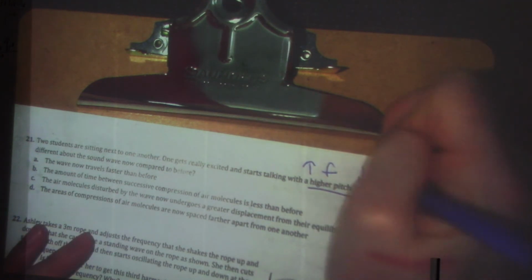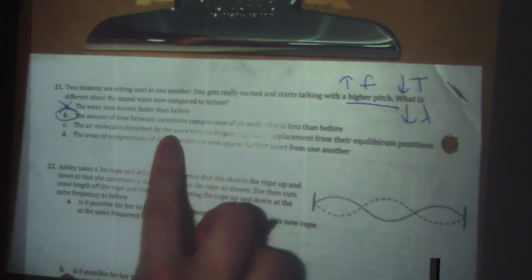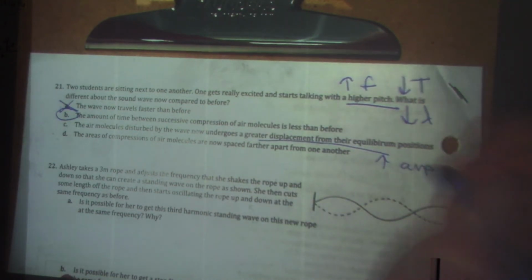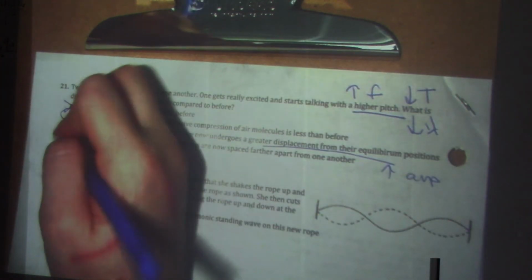Two students are sitting next to each other, and one gets really excited, starts talking with a higher pitch. That is a higher frequency. So that's a shorter period, a shorter wavelength. The wave travels faster than before? No, the medium's the same. Amount of time between successive compressions is less. That's the period. You do have a smaller period. The molecules disturbed now undergo a greater displacement. That would be increasing the amplitude, which is like the volume, not the pitch, not what I'm saying. Areas of compression are now spaced out farther from one another. That would be a longer wavelength. I said it's a shorter wavelength, so not that one.